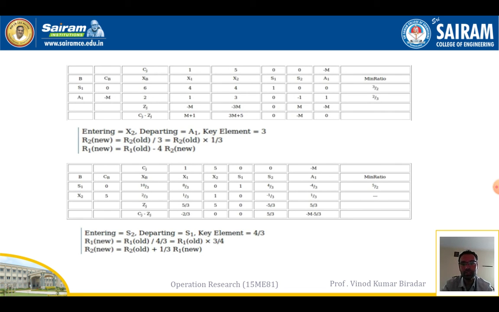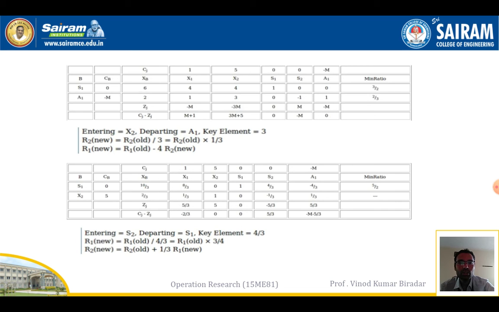In the second simplex table, before that we have to calculate the key intersection element. So the highest positive cj minus zj value is 3m plus 5, so you select that particular column, that is the x2 column, and here again you divide the values of the selected column into the xb values.